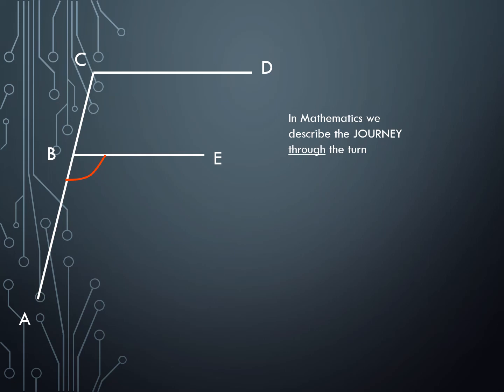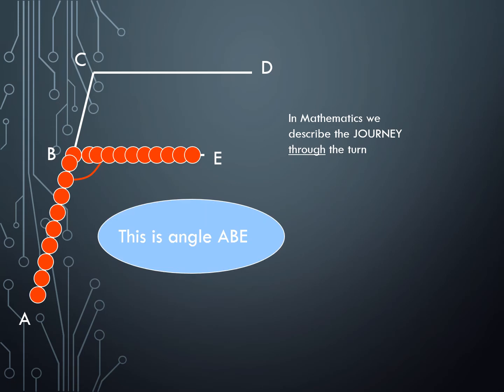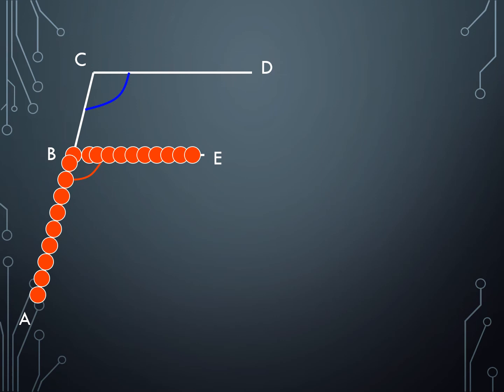And so what we're actually doing is measuring the turn along that journey. And so we would describe that as angle ABE. Okay, that's the path that we've taken. We've gone from A to B to E. Okay, think of that. But now trying to name the blue angle at the top. So how can we name that?